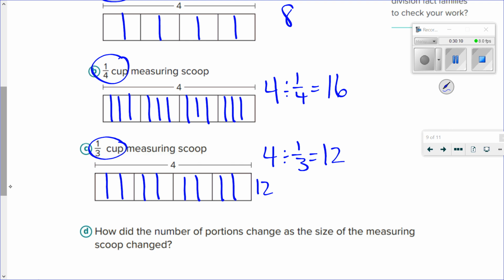What was that relationship? So for the first two, it's going to be 8 and 16, and then 8 times 2 is 16, so it would just be times 2. Okay, but how did the number of portions change as the measuring scoop size changed? They're smaller. What happened as it got smaller? The number got bigger, but the portions are smaller. The portions are smaller because I'm using a smaller scoop, but the number of portions got bigger.